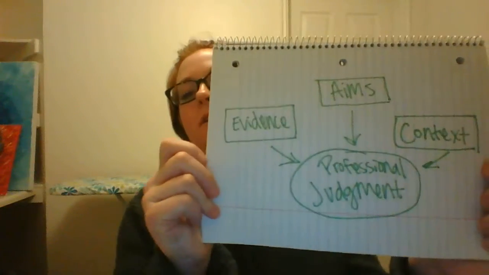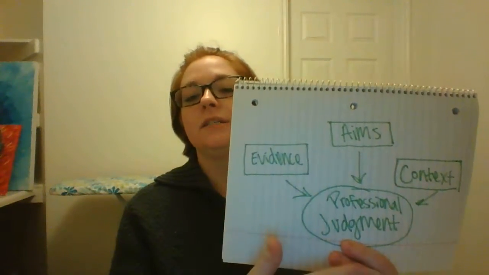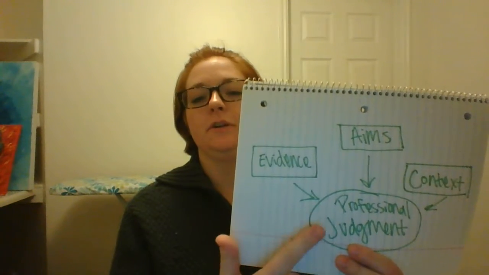One was dealing with using your professional judgment on how to bring politics in. So they used this chart that I really liked, with evidence, aims, and context all coming together into your professional judgment. With evidence, they're basically saying make sure you've got your current research, you're updated on what's actually happening, and then your aims.